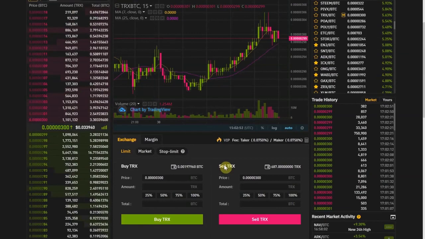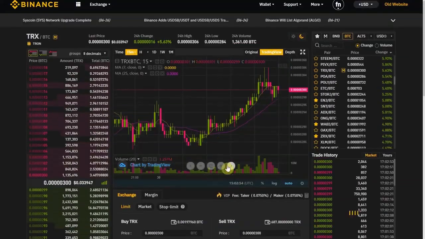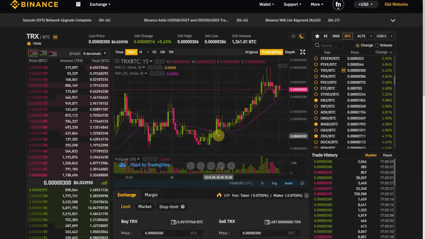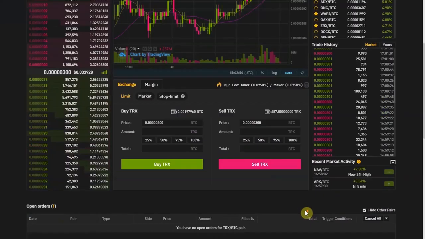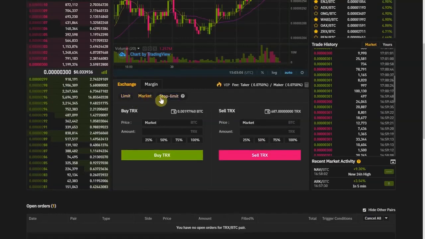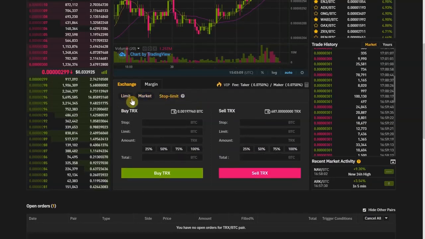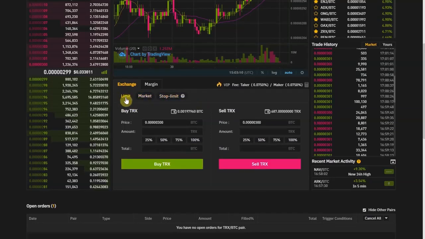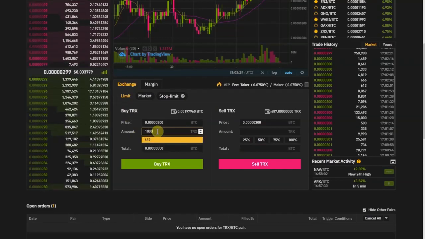We have the exchange here. If you want to place an order, and I guess this is the whole point of watching this video, you have three types of orders: the limit, the market, and the stop limit. This is the most basic one, the limit, and it's pretty self-explanatory. This is the price at which you want to buy and how many TRX you want to buy.